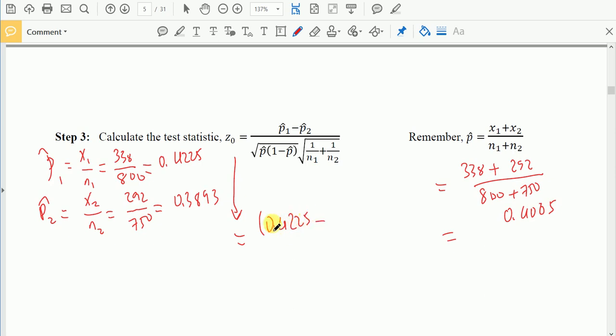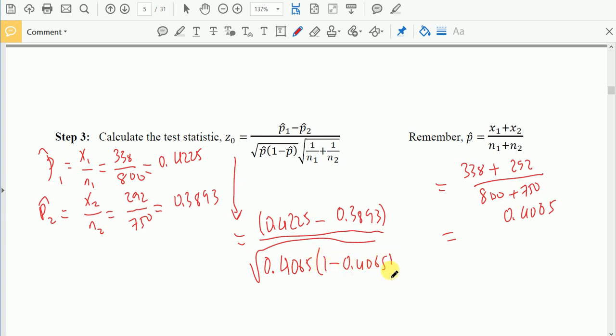0.425 minus 0.3893 over the square root of P hat here, 0.4065, times 1 minus that, and then another square, 1 over n1, 1 over n2. And if you do the calculation correctly, you should get 1.33.